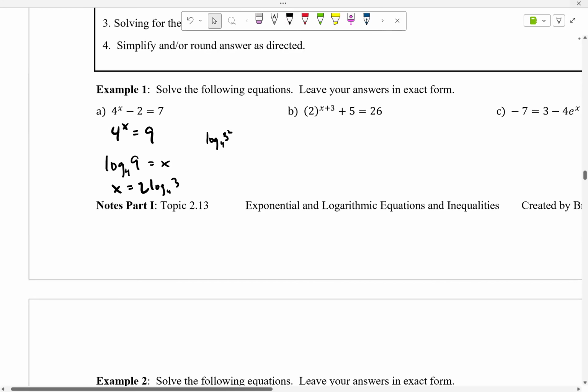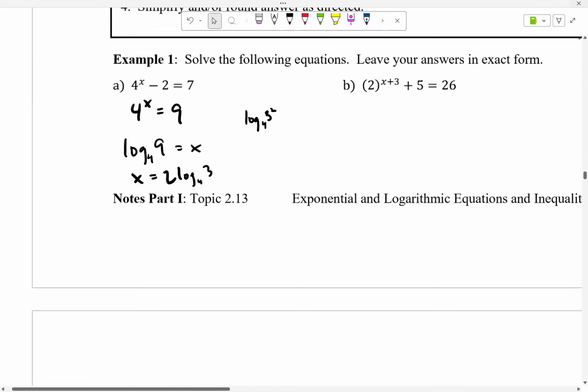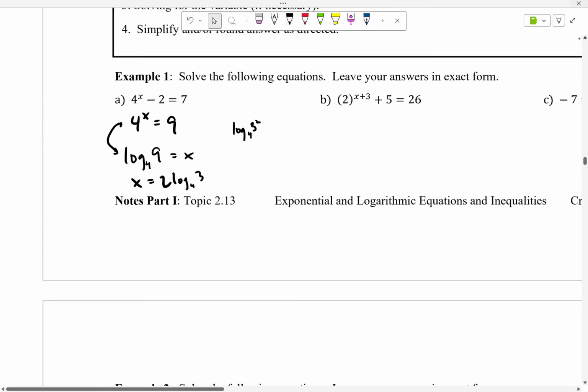Exact form is what you did. It's not typing in a calculator and getting an approximate answer. And thank you for remembering that you don't have to take the log of both sides. You can change it just from exponential to logarithmic. Very nicely done. L, could you help us with B, please?